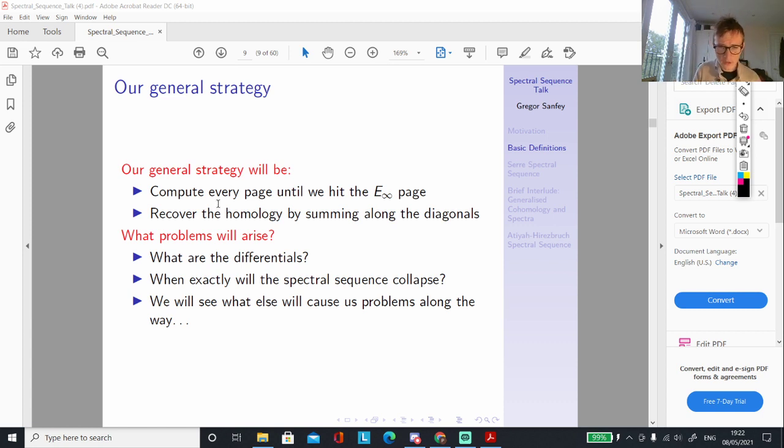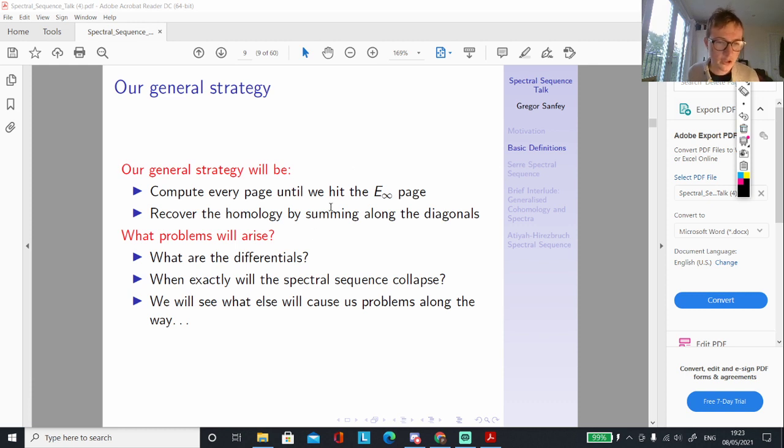By computing every page, not only do I mean each E1, E2, E_{p,q}, but I also mean the differentials D1, D2, and so on, until these things become trivial.